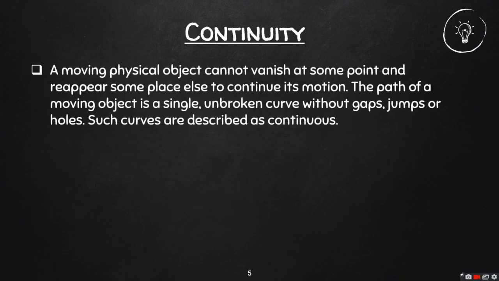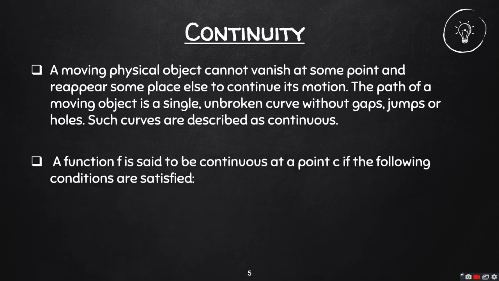Continuity. A moving physical object cannot vanish at some point and reappear someplace else to continue its motion. The path of a moving object is a single unbroken curve without gaps, jumps, or holes. Such curves are described as continuous.